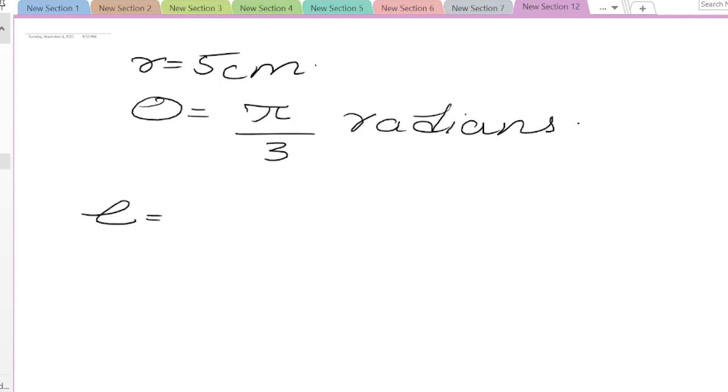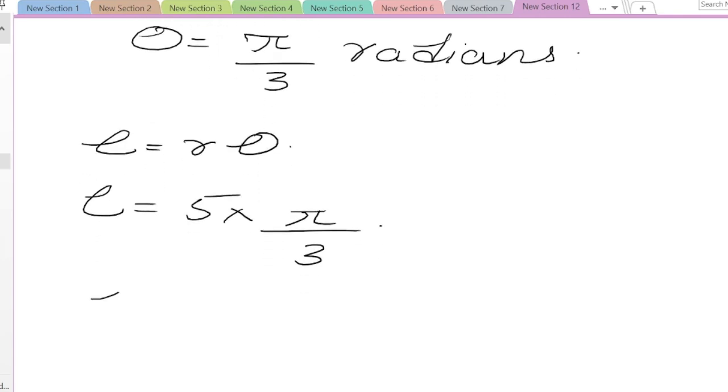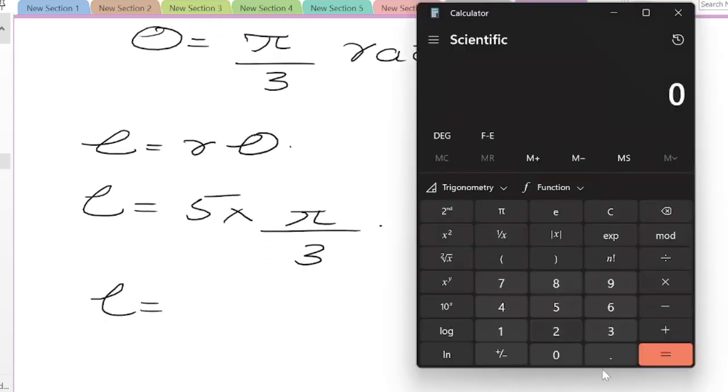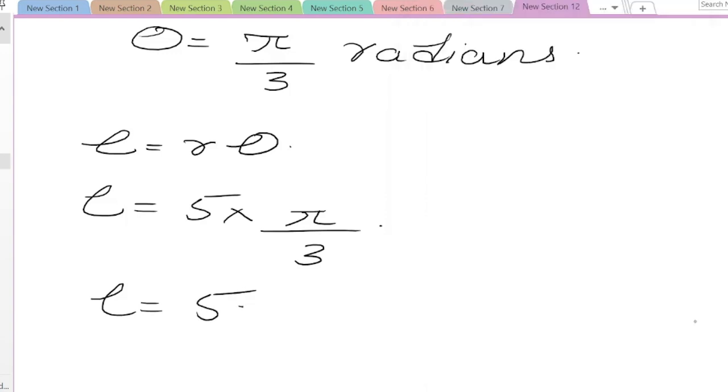So the length is equal to r theta. So the L will be equal to r, which is 5, multiplied by pi over 3. And the answer will be in centimeter because that is the unit of radius. So we can write L is equal to 5 pi divided by 3. So 5 will be multiplied by pi and then it will be divided by 3. So here we have 5.23 and that is our length. Okay, but we aren't done here.